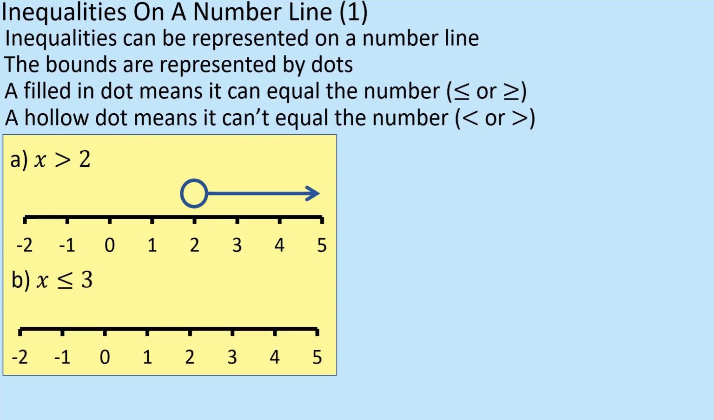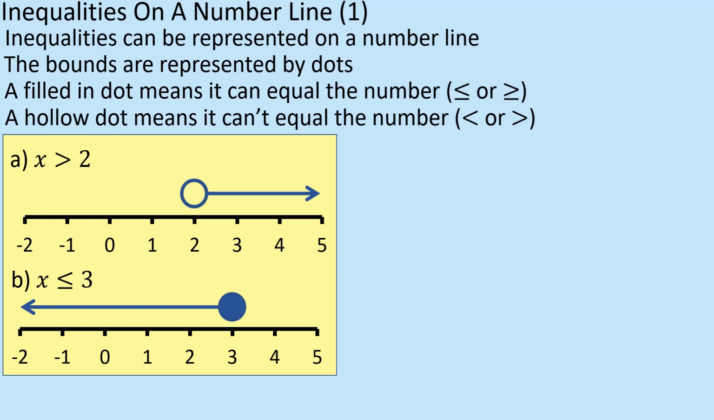Okay. So what about this one? You've got x is less than or equal to 3. Similar to the one above, I need a dot above the key number, which of course is 3. But because this is equal to, it needs to be coloured in, like so. But this is less than or equal to, so that means my arrow is going to go in that direction. That makes sense, doesn't it?